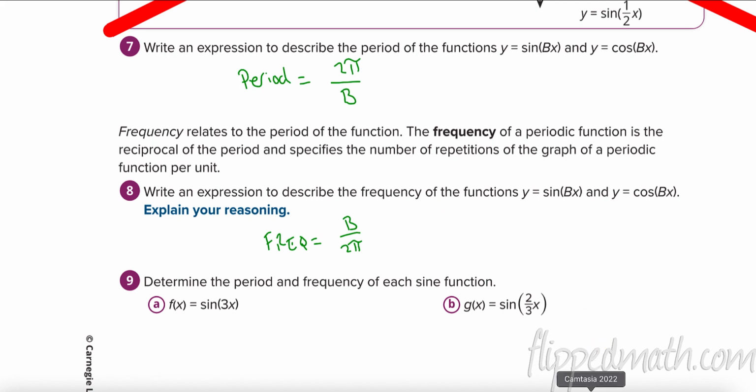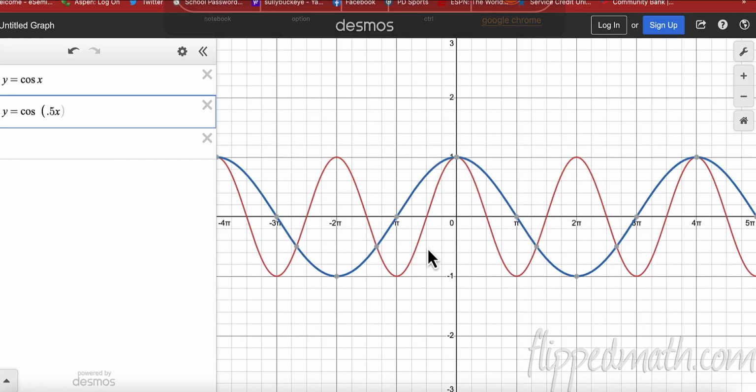Now, before we go on, let's go back here. I want to show you something really cool. I can also find this b another way, all right? This number relates to how many cycles I get through in 2 pi units. So watch. In 2 pi units, I get through just half. I get through half of it, right? Look at my red line. In 2 pi units, I get through 1, right?